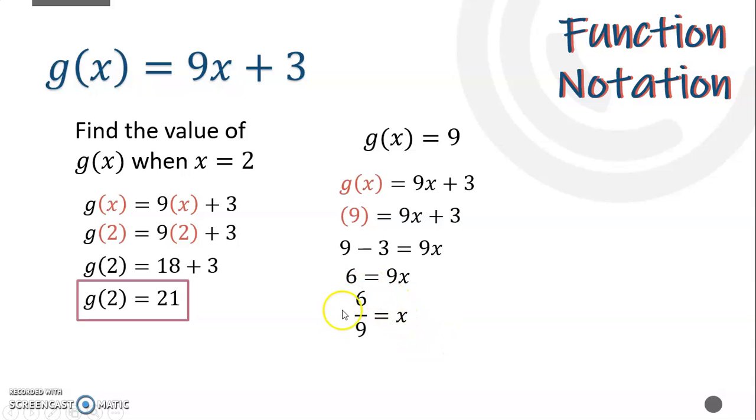On this fraction, I can simplify it. So I need to simplify it to the lowest term I can. If I divide both by 3, I'll have 6 divided by 3 equals 2, and 9 divided by 3 equals 3. This way, my answer will be 2/3 equals x. And this will be my final answer.